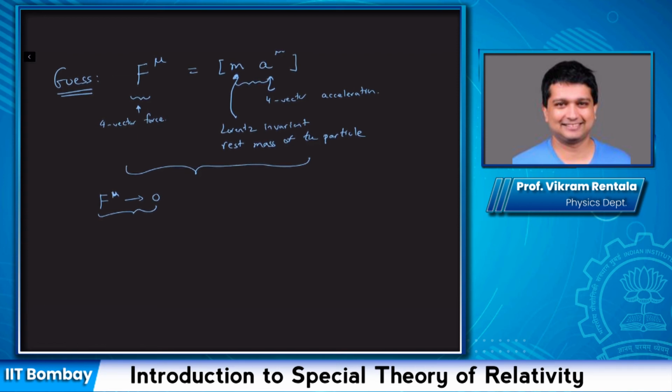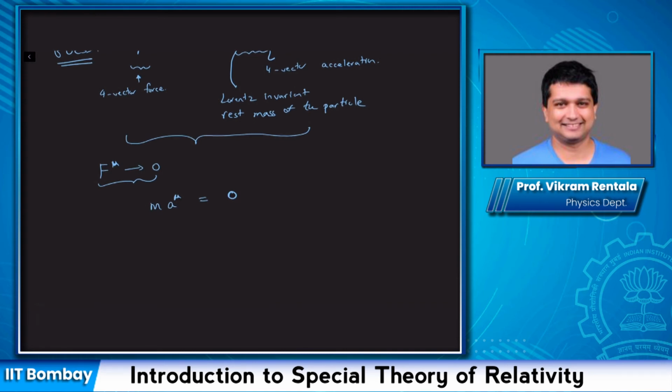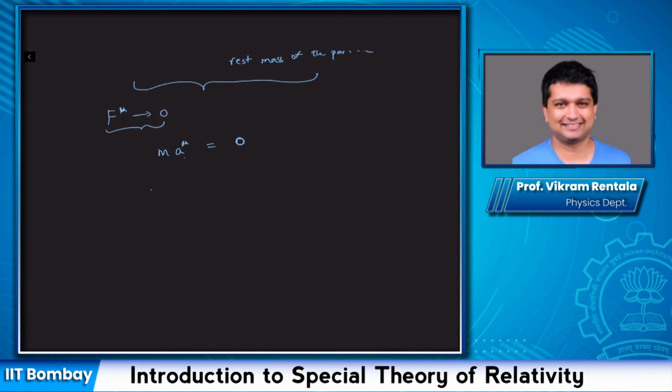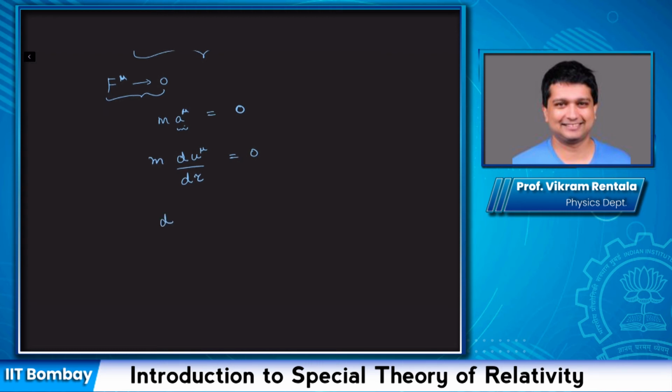So this generalized Newton's law would imply that the mass times acceleration of such a particle would be 0, mass times 4 acceleration. When we say 0, of course what we mean is for each component of the 4 acceleration, it's 0. Now we can recall what the definition of 4 acceleration is. The 4 acceleration is the derivative of the 4 velocity with respect to the proper time of the particle, which we can write in a slightly different way. We can write it like this.